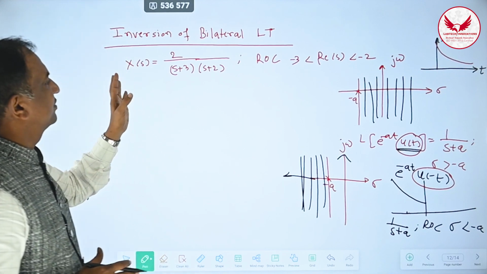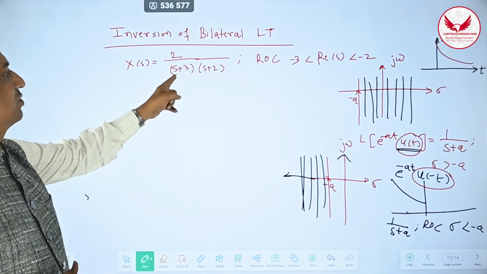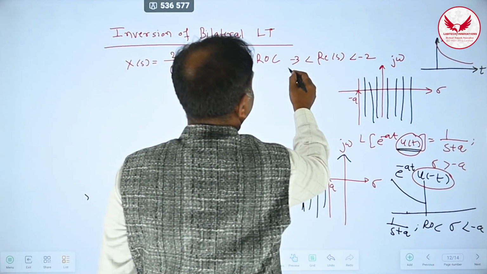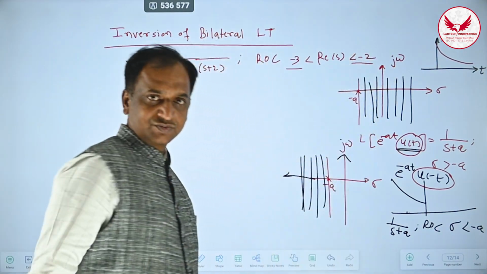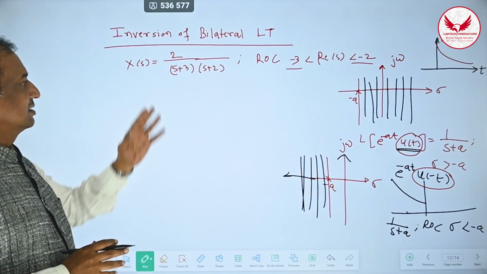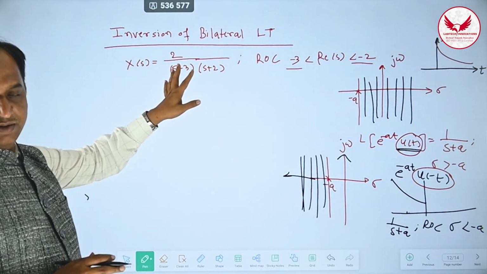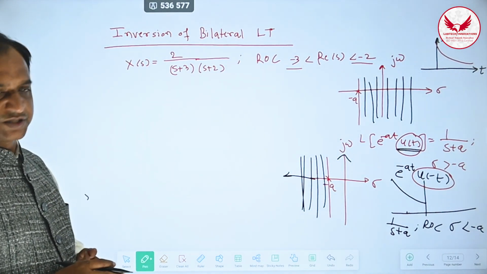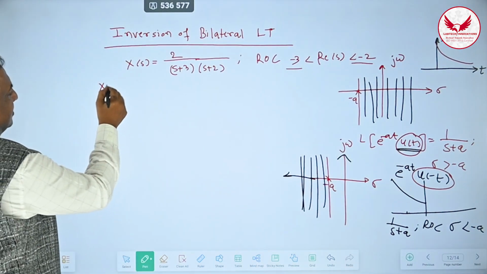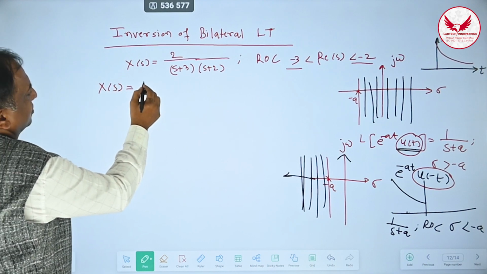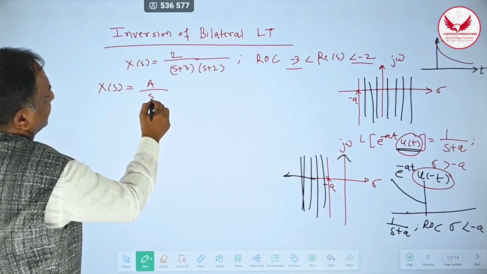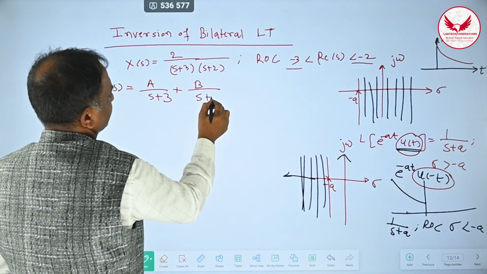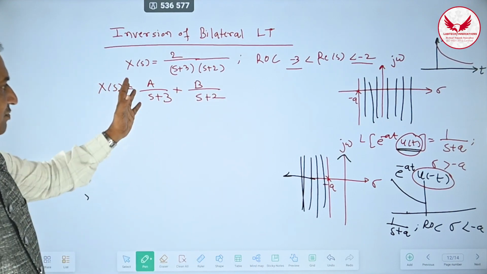Now let us go for the first problem. X of s is equal to 2 upon (s plus 3)(s plus 2). ROC is present from minus 3 to minus 2. First आपको find out करना है कि just here the poles are distinct. If poles are distinct, by partial fractions you find out the partial fraction coefficients. So I can write this problem as X of s is equal to A upon s plus 3 plus B upon s plus 2. And here you find out the values of A and B.